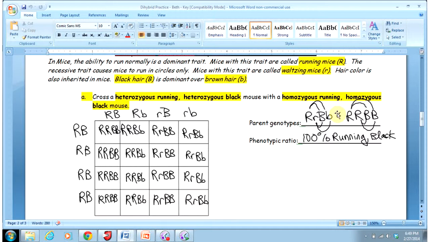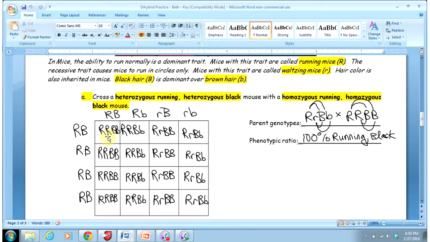If I use the FOIL method for my first parent, I end up with the following gametes along the top. My first R, first B is big R, big B. My outer R, outer B, big R, little b. My inner R, inner B, little r, big B. And my last R, last B, little r, little b. If I use the FOIL method for my second parent, I end up with 4 of the same gamete, big R, big B.